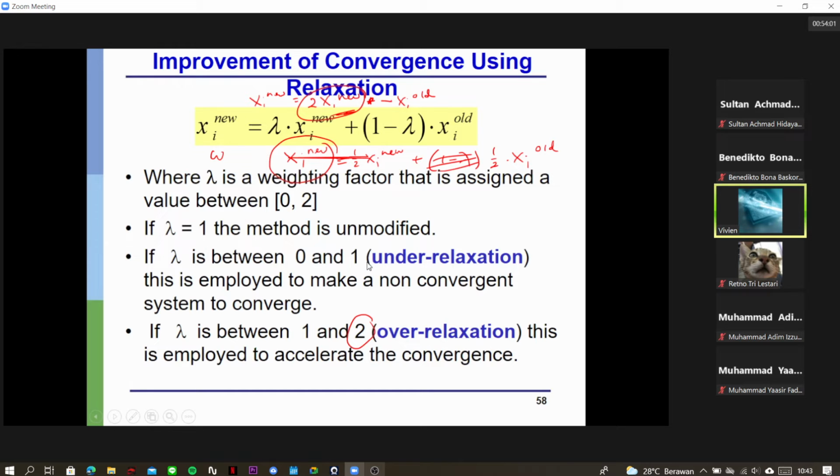Most of the time we need to apply under relaxation, because when we have a complex problem, the system will be quite difficult to converge or will be fluctuating. In that case, it's more common to apply an under relaxation factor. So be careful, very careful, with applying over relaxation.